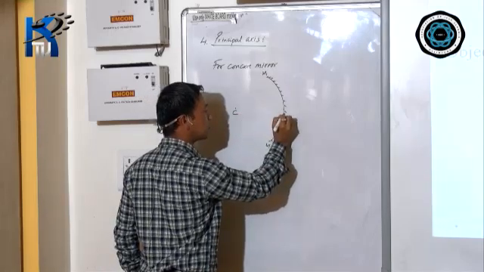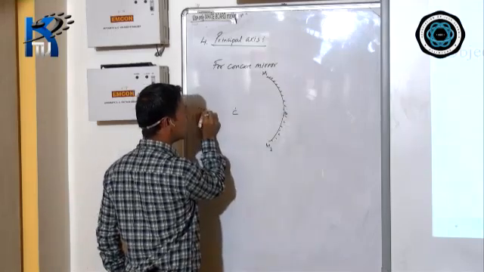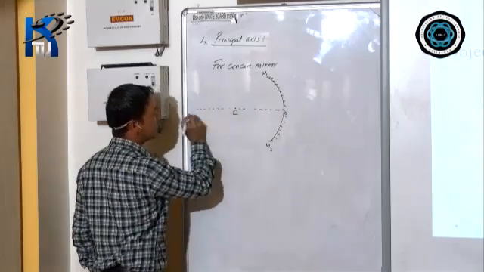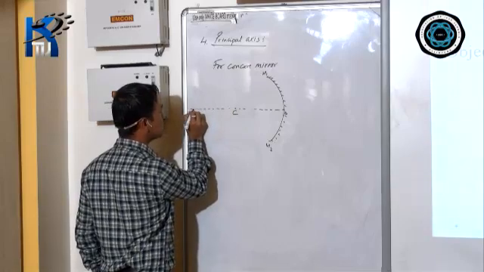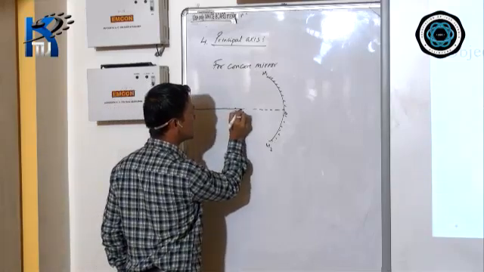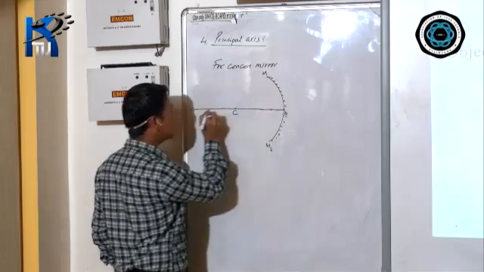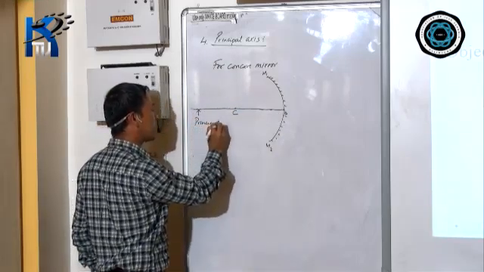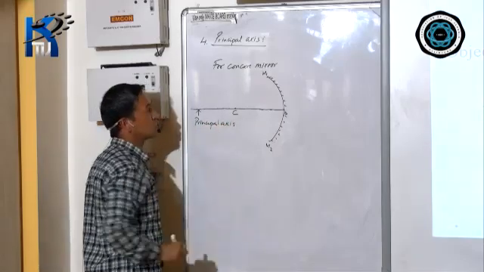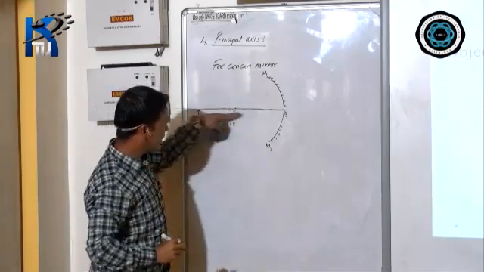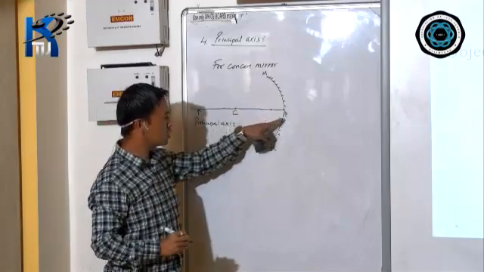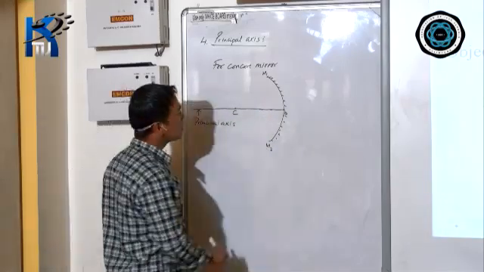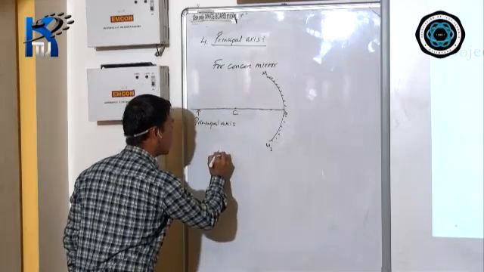So if I join a line, I can join an imaginary line, or you can join a straight bold line, no problem. This line acts as the principal axis. So for concave mirror, there is a straight line that passes from the center of curvature to the pole. This line acts as what axis? Principal axis. Similarly, I can draw it for convex mirror.